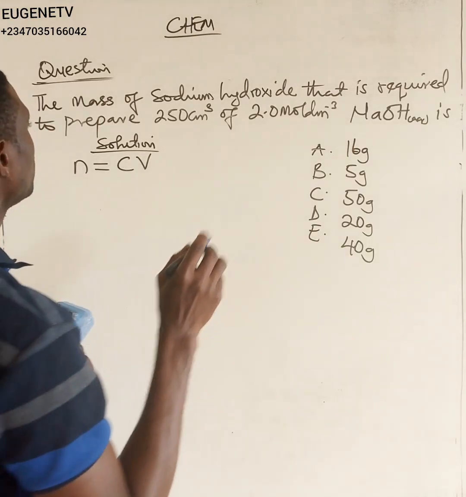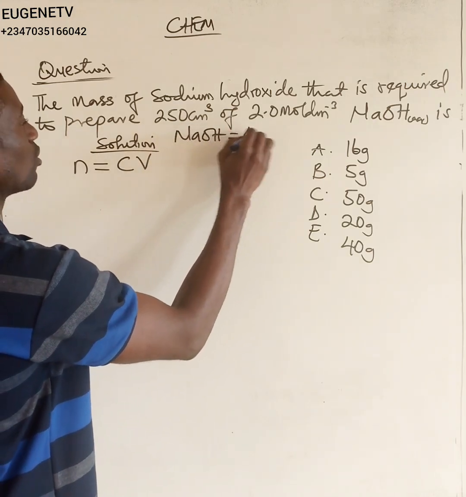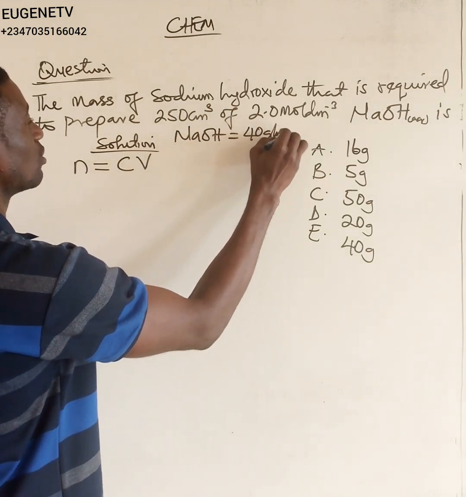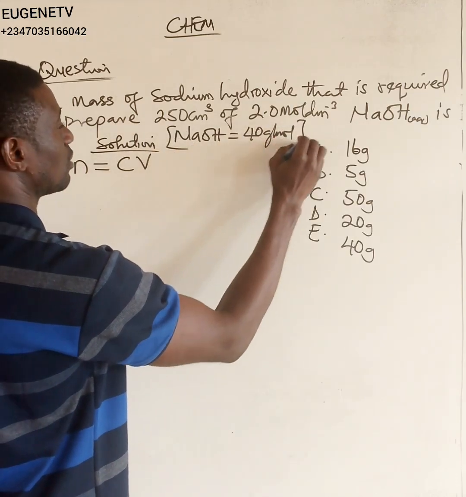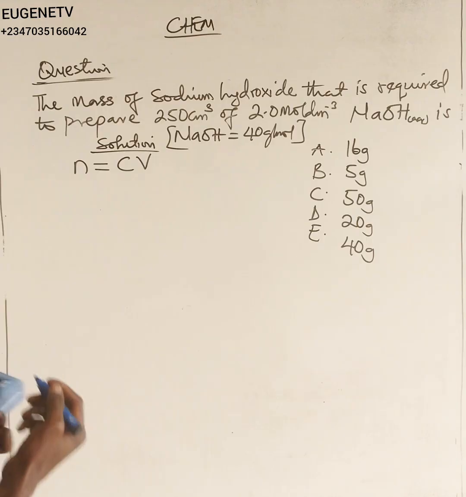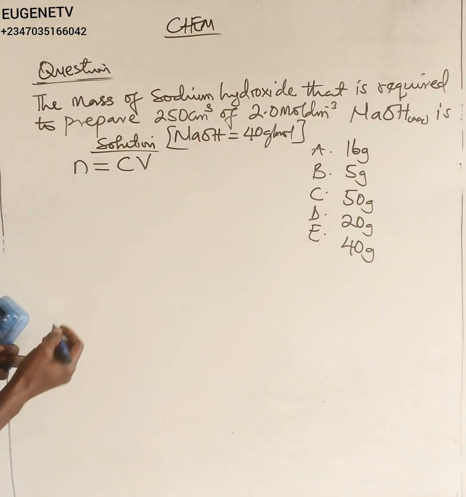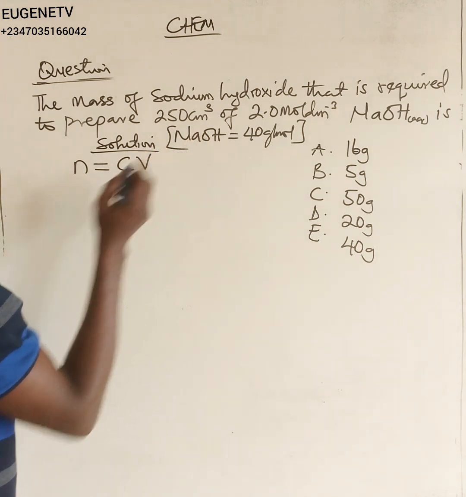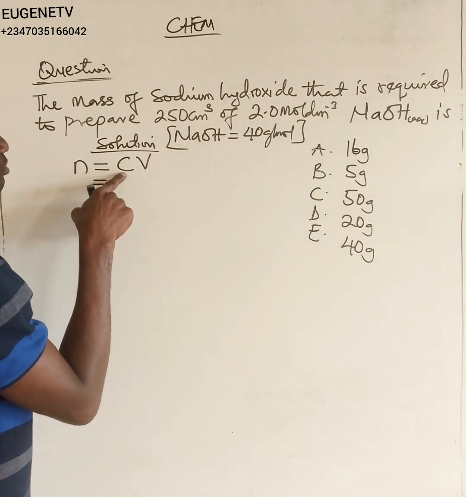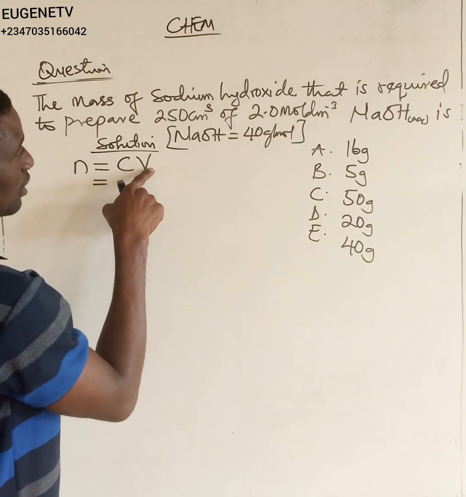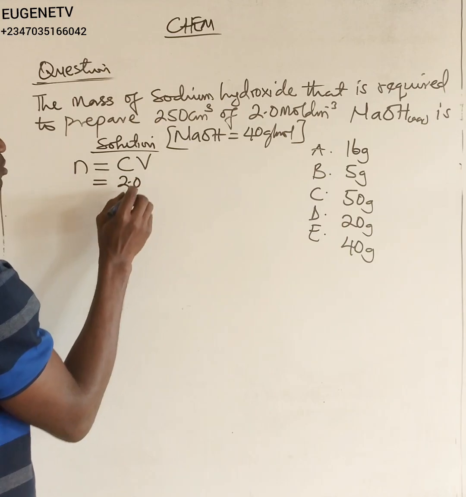But mind you, in the question, we were given the molar mass of this alkali to be equal to 40 grams per mole. So there will be no need of us calculating this. So let it be put there. The molar mass will be given. So let us find the number of mole of this alkali in this solution. Number of mole here is gotten by multiplying concentration in mole per dm³ by volume in dm³. So the concentration of this alkali is 2.0 mole per dm³.